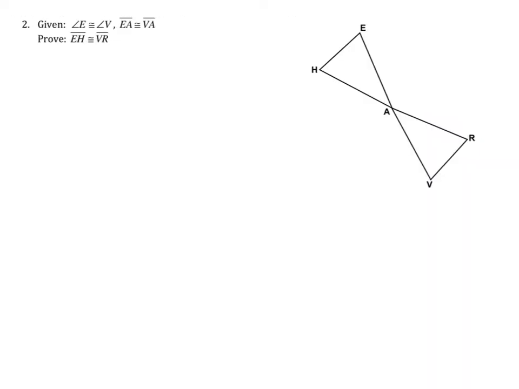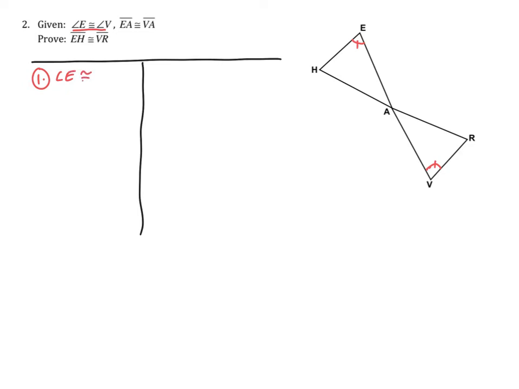Here's number 2. Again, I'm going to set up my 2 columns here to get us going. There's my 2 columns. Let's start off with the givens. So I have angle E is congruent to angle V. So there is E and there is angle V. Number 1, angle E congruent to angle V. Reason number 1 is that it is given. Statement number 2 is that segment EA is congruent to VA. Reason 2 is given. So EA is right there to VA is right there. So I have those sides congruent.